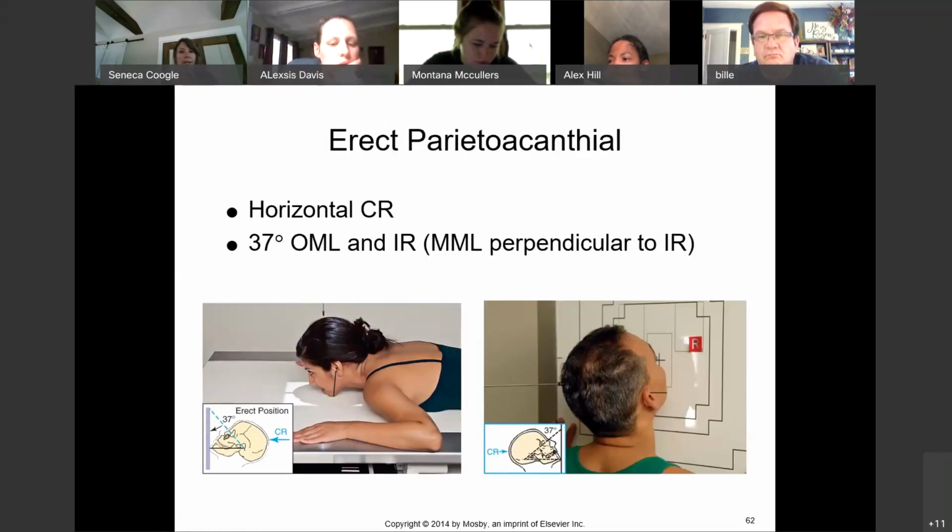All right, here's your erect parieto-acanthial. It's even in the name. I know people call it by Waters, but it's even in the name, the parieto-acanthial. So it enters the parietal area and exits the acanthion. Horizontal CR, 37 degrees OML and IR. So the MML is perpendicular to the IR. Same thing. Doesn't matter if they are erect or recumbent.